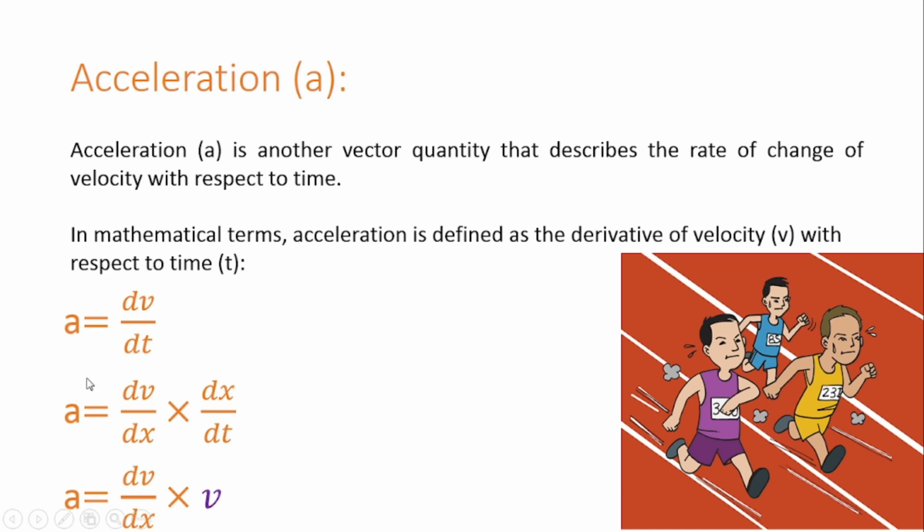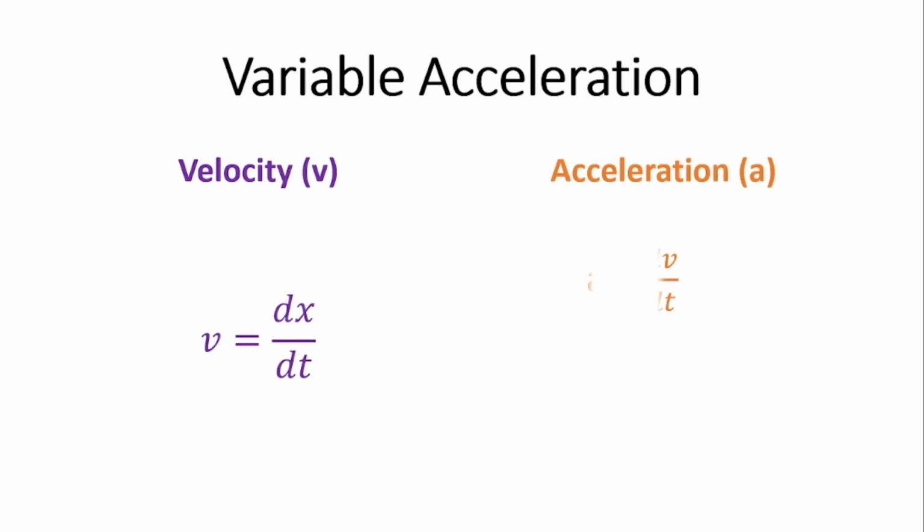So acceleration is represented by dv by dt, or it is v into dv by dx. You should remember these three formulas. The first formula is velocity, dx by dt; the second formula is acceleration, dv by dt; and the last formula is acceleration, v into dv by dx. To solve variable acceleration numericals, we should have this formula list as discussed in the previous few slides.